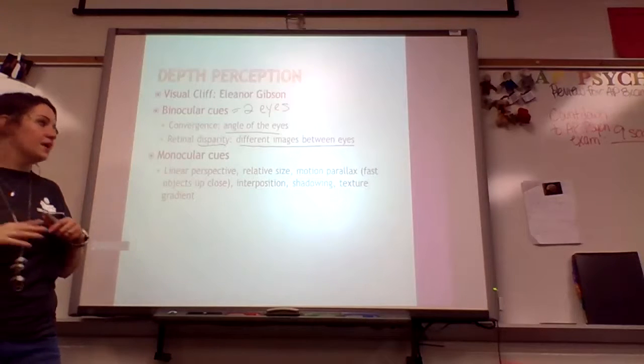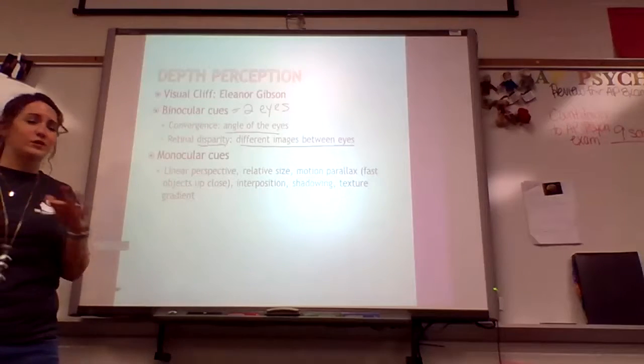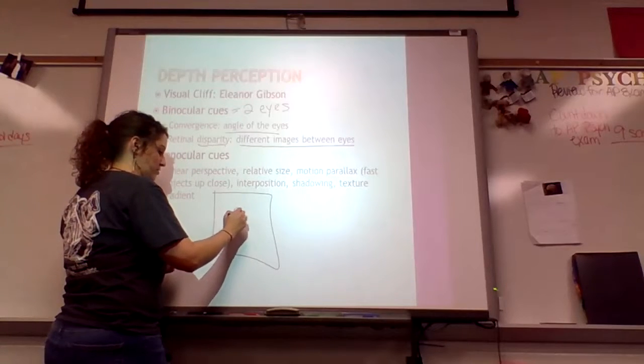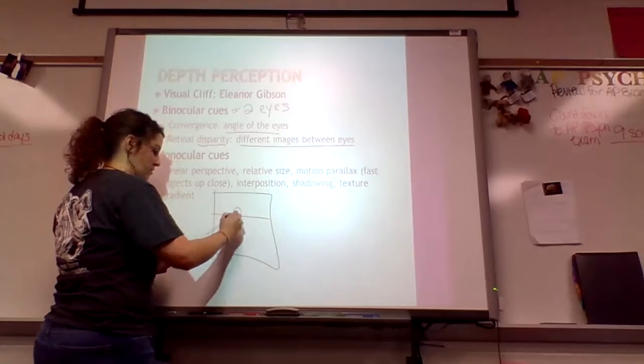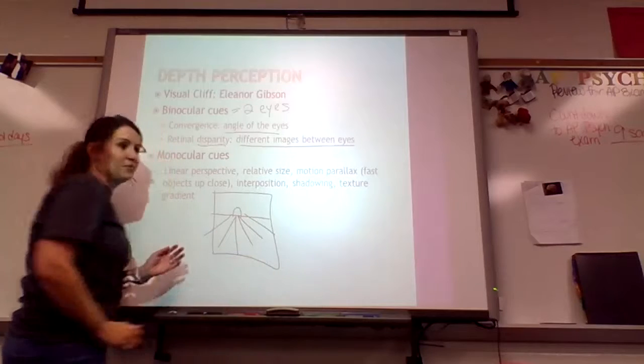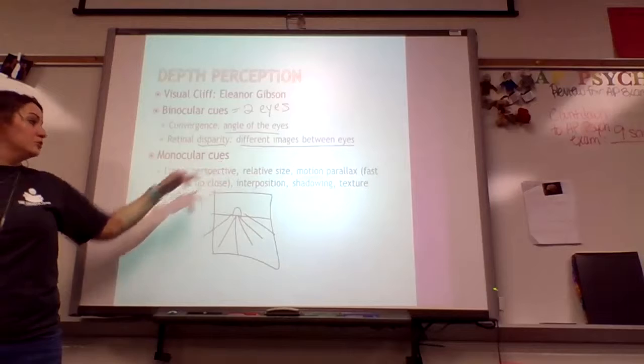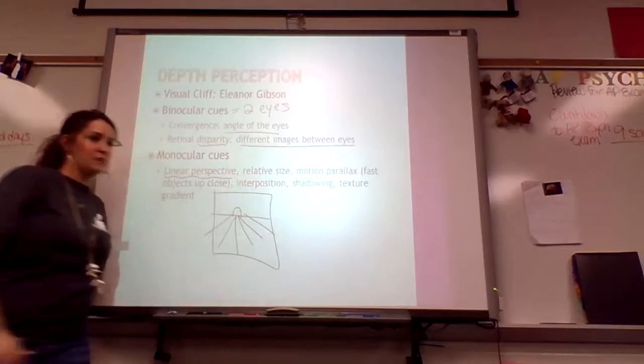And I don't know if any of you got to this question today. It was a picture that looked like this or something, like a linear. So that is a monocular cue. It should have been linear perspective.